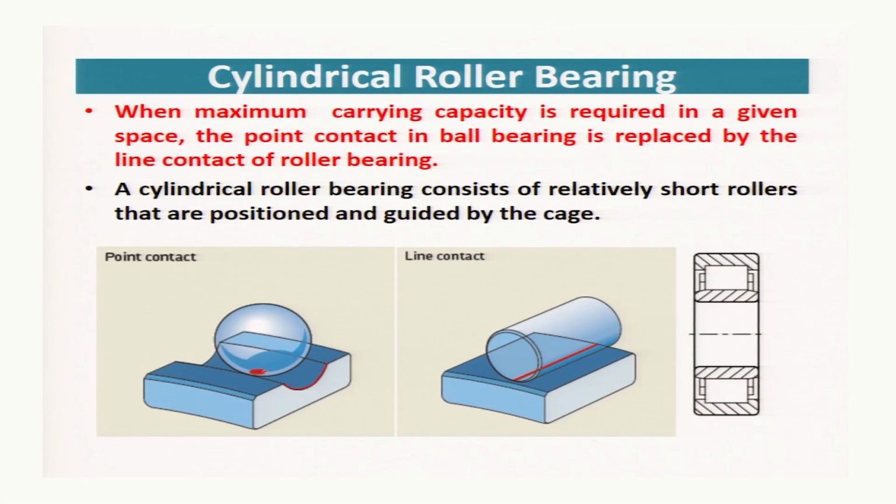This is the ball and there is a point contact, and here the races with the roller is shown, and due to this roller contact with the races, there will be a line contact shown by this red color line. So the point contact is converting into a line contact, and so this bearing can take more load in comparison to this bearing. Well, so a cylindrical roller bearing consists of relatively short rollers that are positioned and guided by a cage.